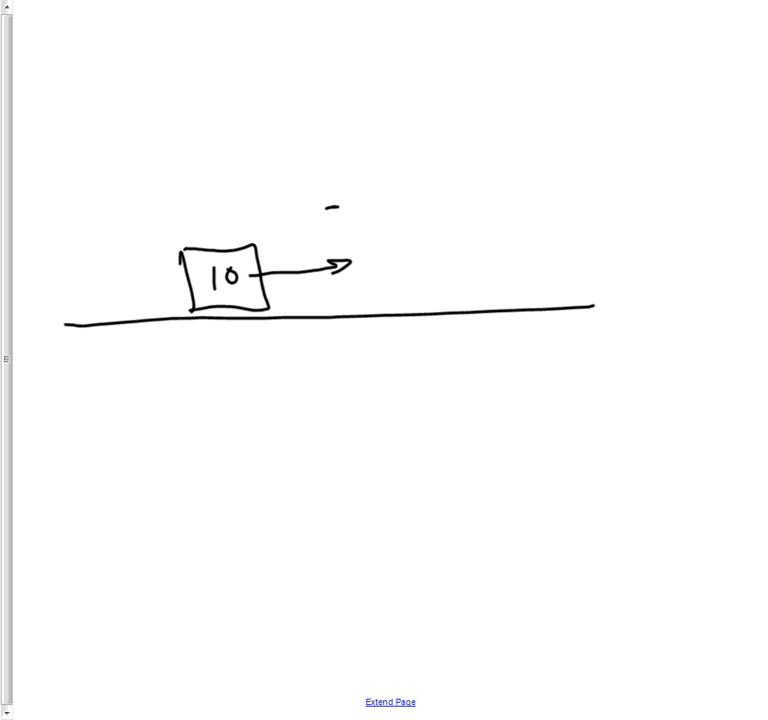Okay, let's do another problem. I have a mass, let's say it's 10 kilograms, and it's moving along with a velocity right at this instant of, let's say, v equals 5 meters per second. There's a coefficient of kinetic friction, which is equal to 0.3, let's say. Kind of sticky.